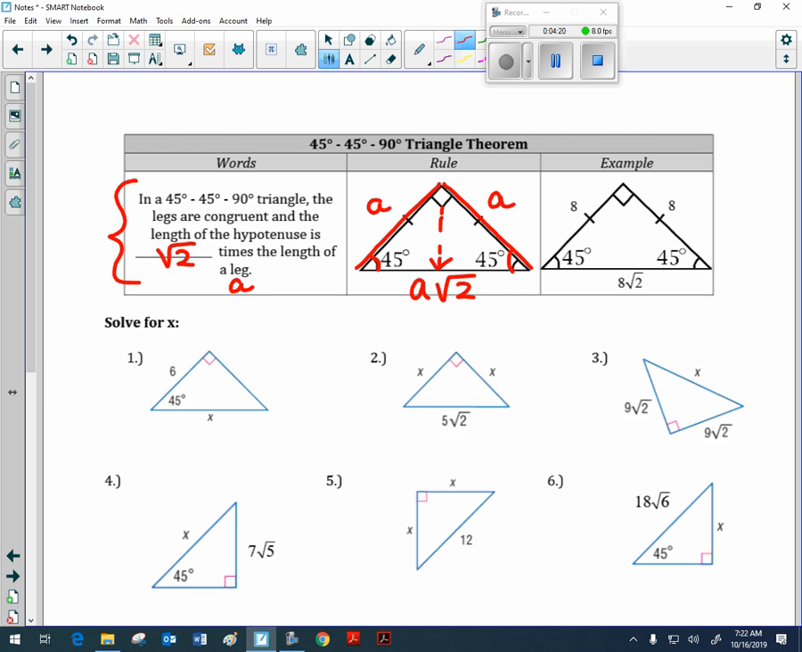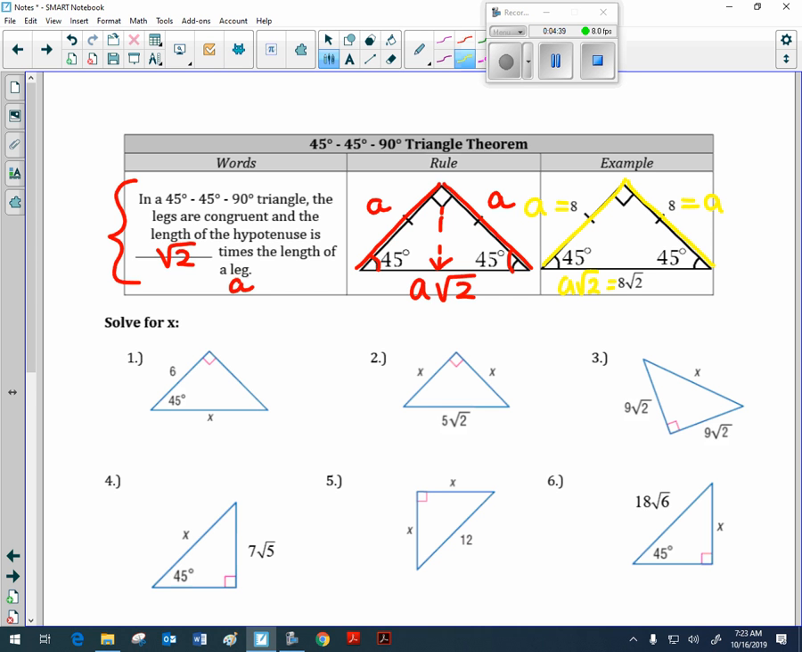And they give us another example over here. And in this example, our two legs, which is our A value to fit the rule, are the same. They're both 8, which means then that our A radical 2 side would be 8 radical 2. So the process is very easy.